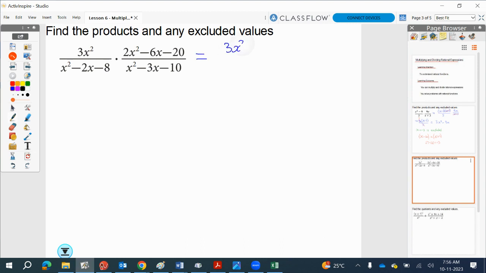We've got 3x squared here. What are the factors in the denominator here for this one? X minus 4 times x plus 2. Excellent. Okay, so in the numerator here, can we factorize this one? Rodrigo? 2, x plus 2, and x minus 5. And then in the denominator.